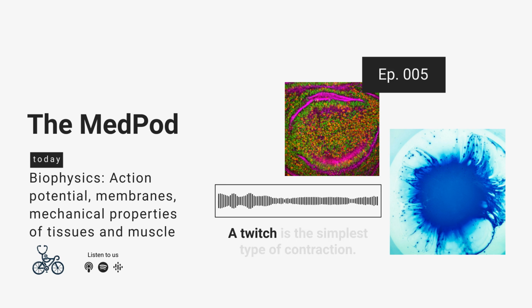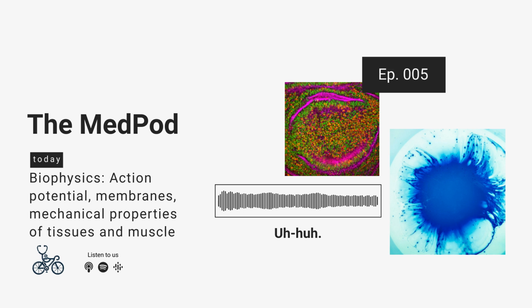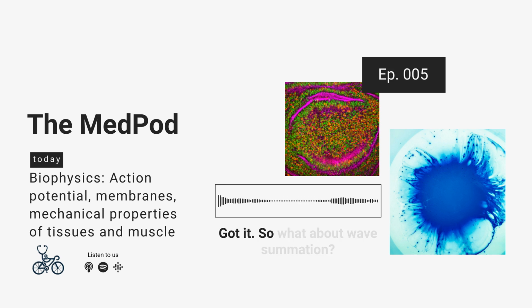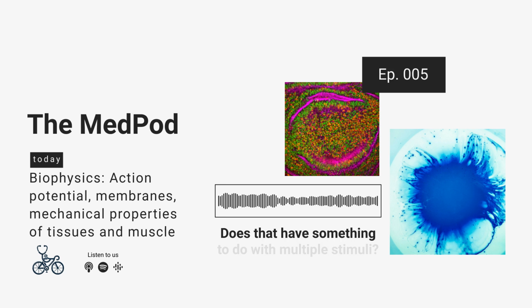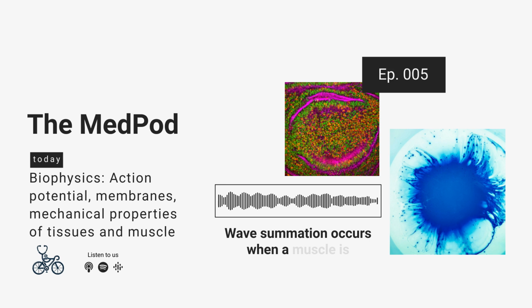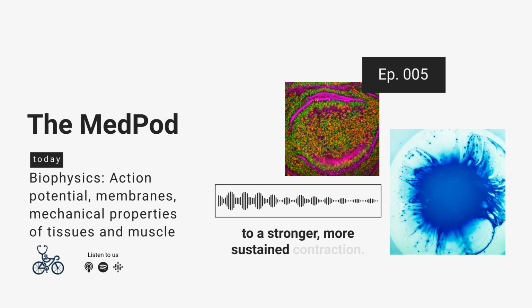What's a twitch? A twitch is the simplest type of contraction. It's a quick, jerky response to a single stimulus, like a brief electrical zap to the muscle. Imagine tapping your finger on a table. That's essentially a series of twitches. So what about wave summation? Does that have something to do with multiple stimuli? You're exactly right. Wave summation occurs when a muscle is stimulated repeatedly in quick succession. Each stimulus builds upon the previous one, leading to a stronger, more sustained contraction.